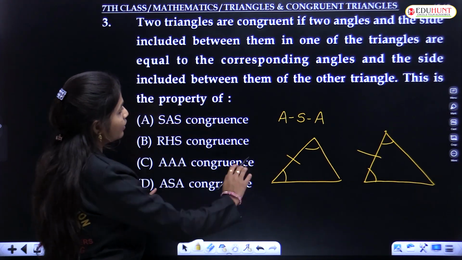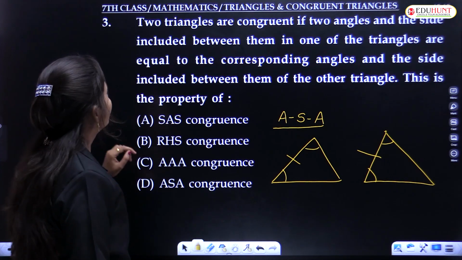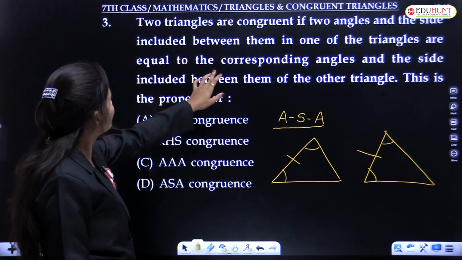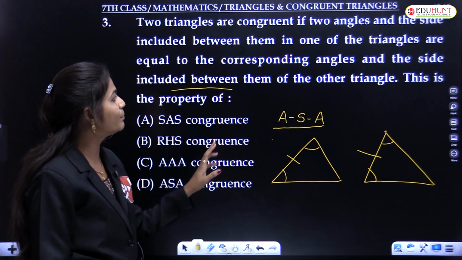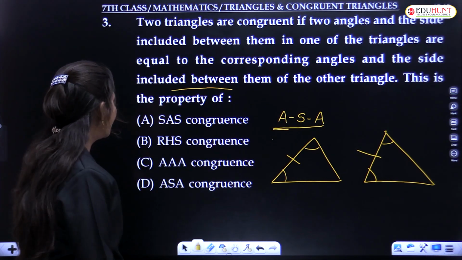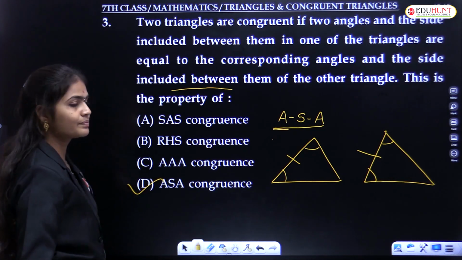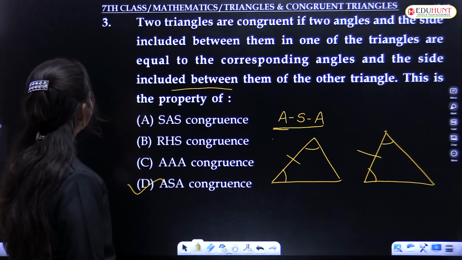So according to that question, which congruency is this? Two angles and the included side of one triangle are equal to the corresponding angles and the included side of the other triangle. Which one did we get? ASA congruency. Is it clear to you? So let us see the next one.